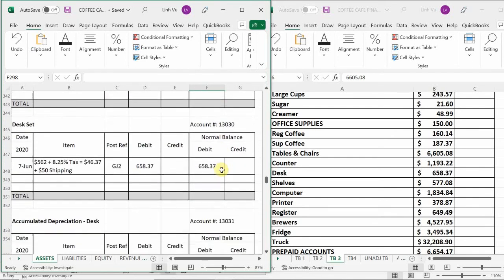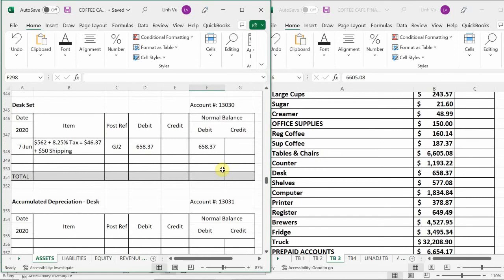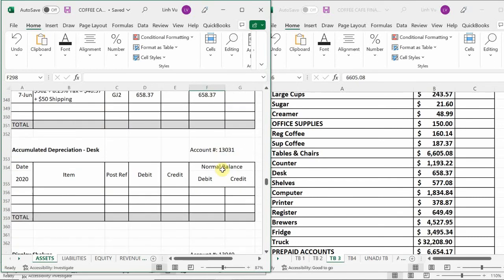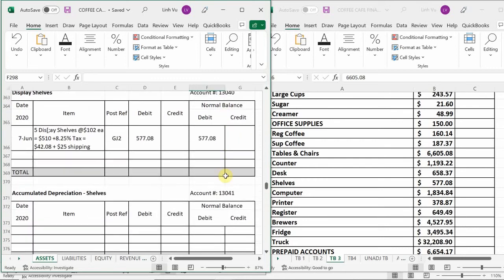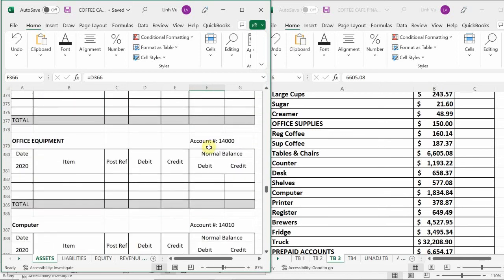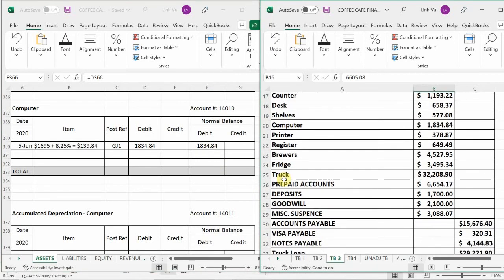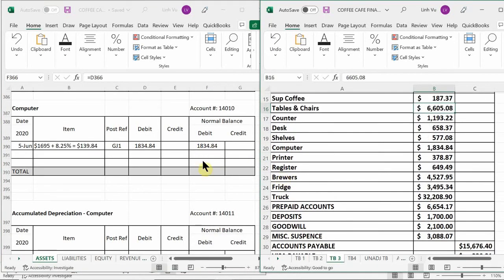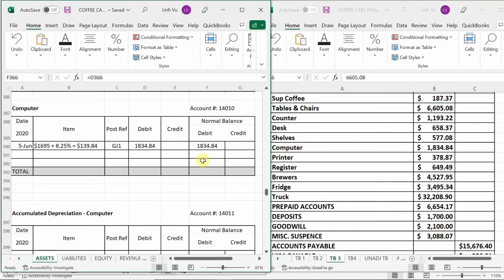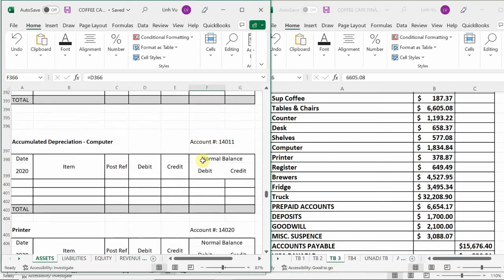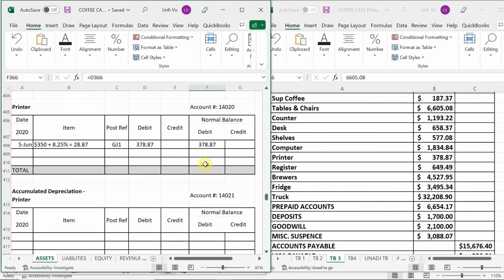Good. What's next? My desk. Still the same, 658.37. Next, my display shelves. Still the same, 577.08. Let's see what's next. I have office equipment. What about my computer? That is still the same, right? It is still at 1,834.84. Next, my printer. It's still the same, 378.87.